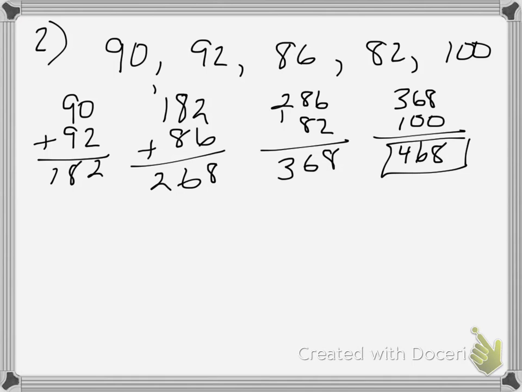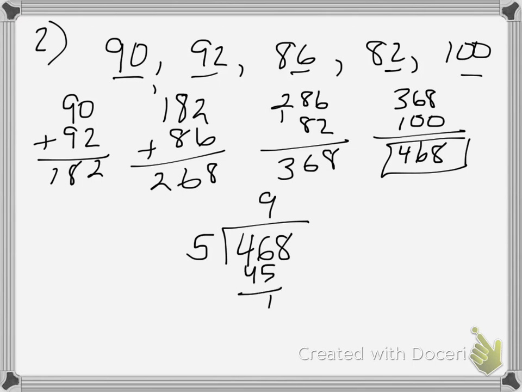And now my second step is to divide. So let me set up the 468, and I'm going to divide by how many items are in my data set. 1, 2, 3, 4, 5 items. So 5 doesn't go into 4, but it goes into 46 9 times. 1 left over. Bring down the 8.